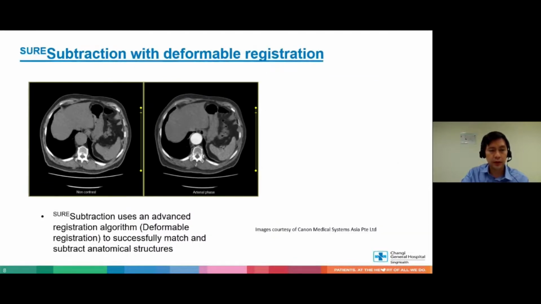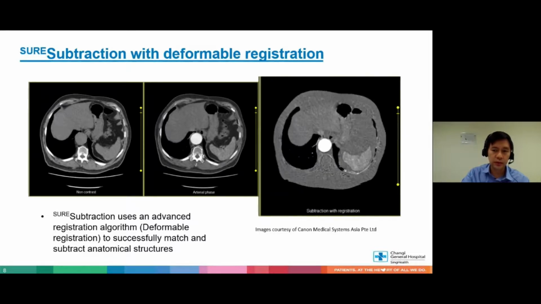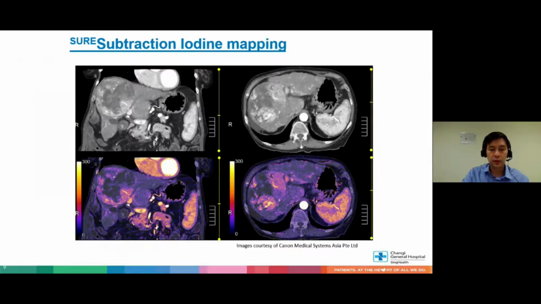But what Canon has is the SURE Subtraction software with deformable registration. It actually recognizes the points of the patient. So if you subtract it, you can see the subtraction is almost perfect. There's a successful matching of the anatomical structures. So here we have some more beautiful images courtesy of Canon. You can see that the iodine mapping, the contrast, is quite nice and very, very conspicuous.